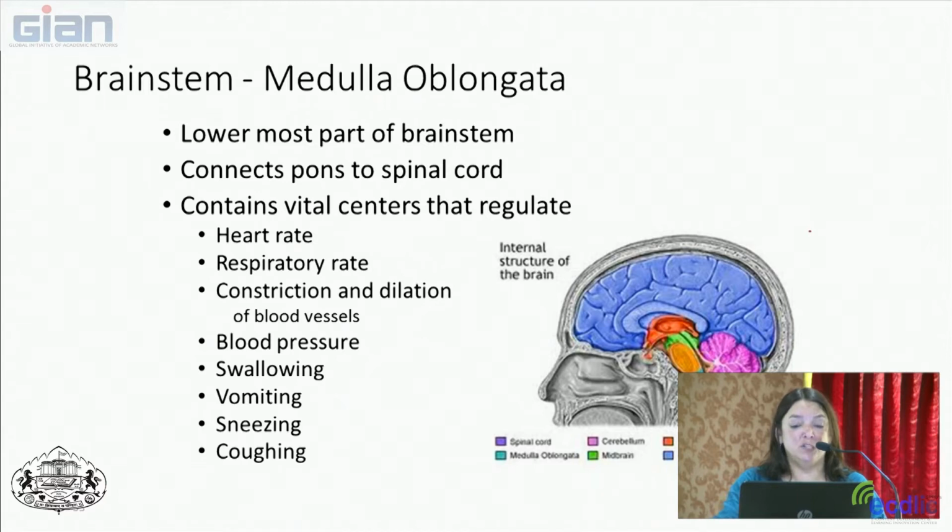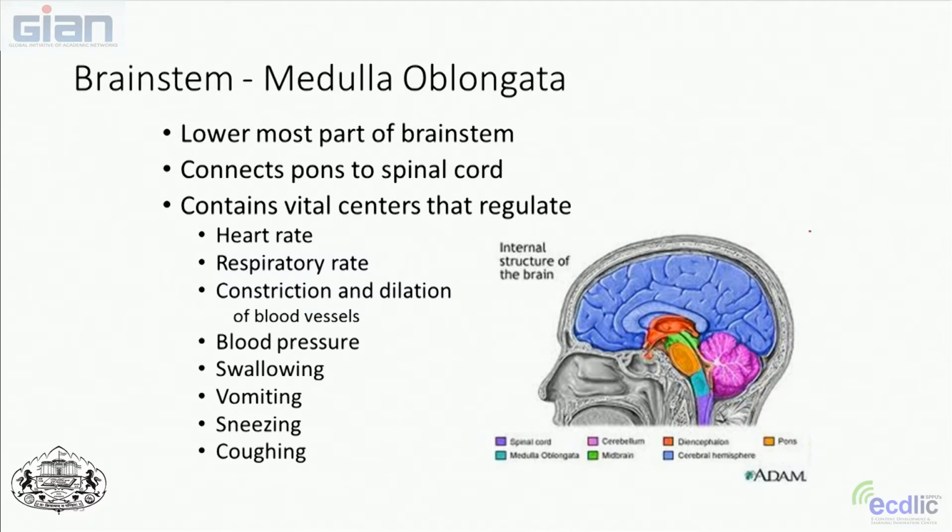And again, the medulla oblongata is this bottom portion of the brainstem, and it's shown there in the lighter or teal blue color. It's the lowermost portion of the brainstem. It connects the pons, which is again the mid portion of the brainstem, to the spinal cord. And the medulla oblongata is very important. It contains vital centers that regulate heart rate, respiration, constriction and dilation of blood vessels, blood pressure, swallowing, vomiting, sneezing, and coughing. So a lot of these, again, are the autonomic functions that we have that go on all the time.